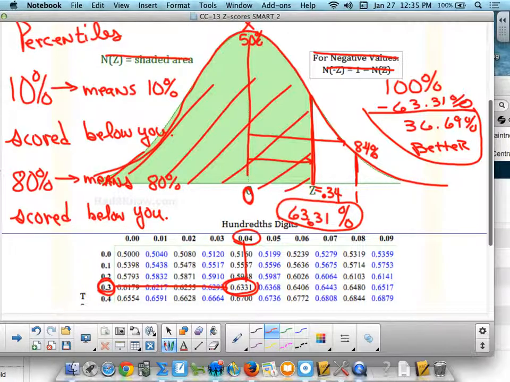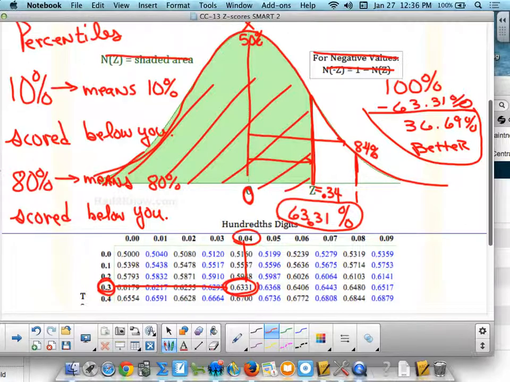Do you have a feel for what we're doing? Is that higher than average? That's higher than average. Yeah, any z-score above 0, you scored better than average. Any negative z-score, you scored below average. Okay? There are people that scored below average.